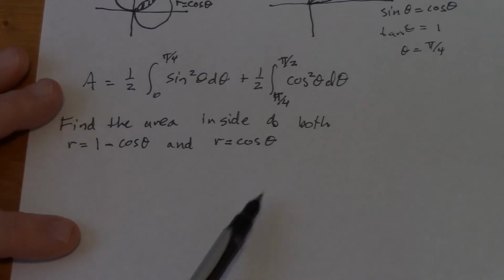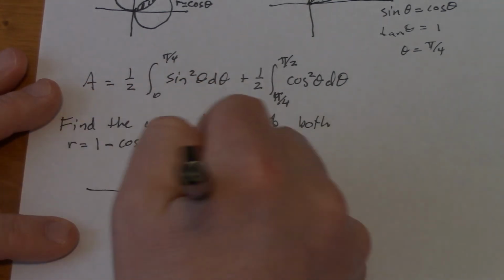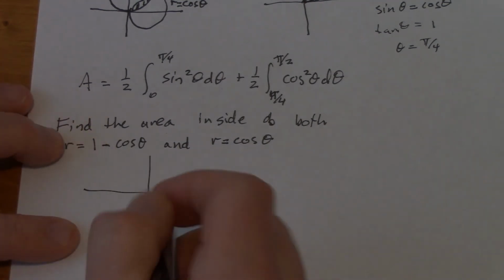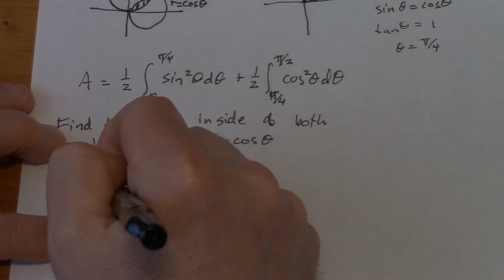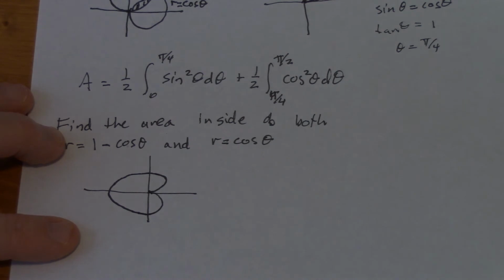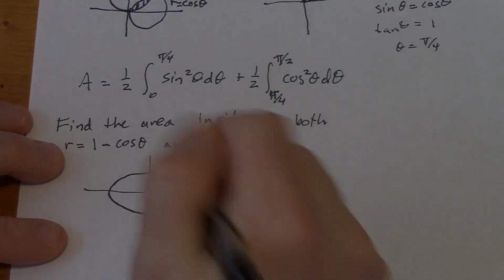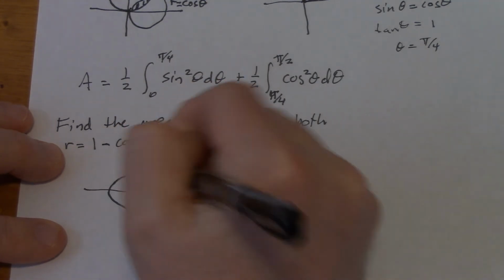Okay, so what does it look like? This is a cardioid, and I'm going to draw it in an exaggerated way, just so we can sort of see everything. So this is a cardioid, looks something like that. It's pointing to the left. It's cosine, so it's x-axis centered. And then this is a circle that's positive x-axis centered, so it's going to look something like this.